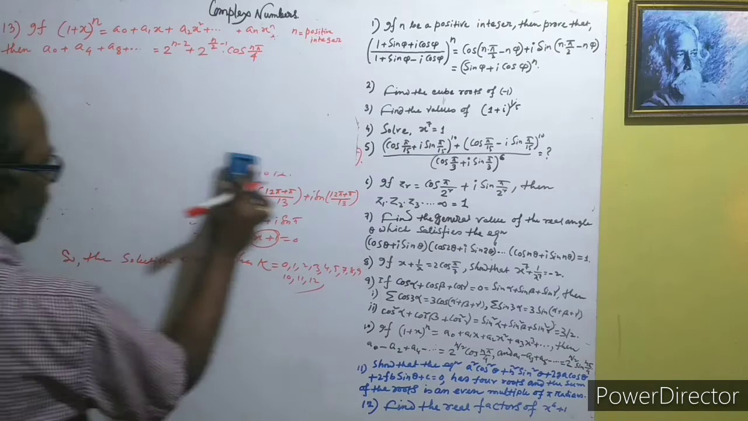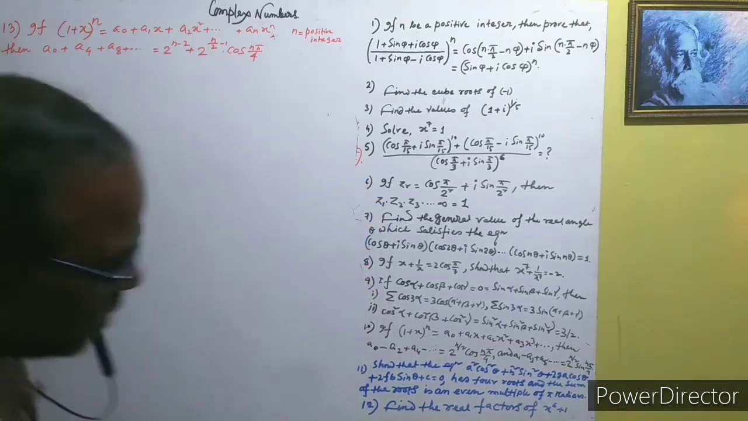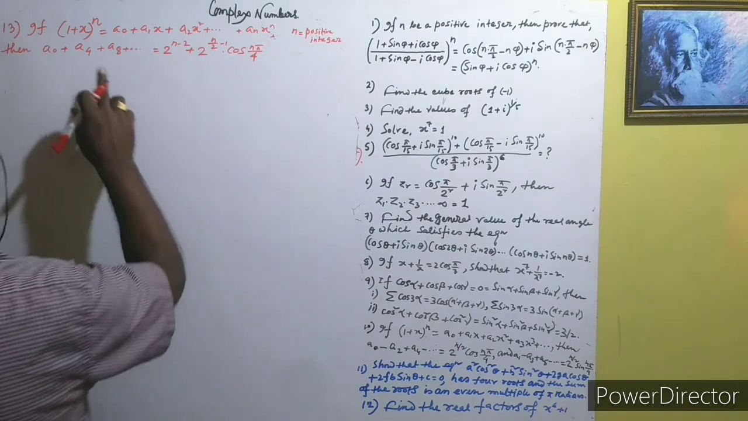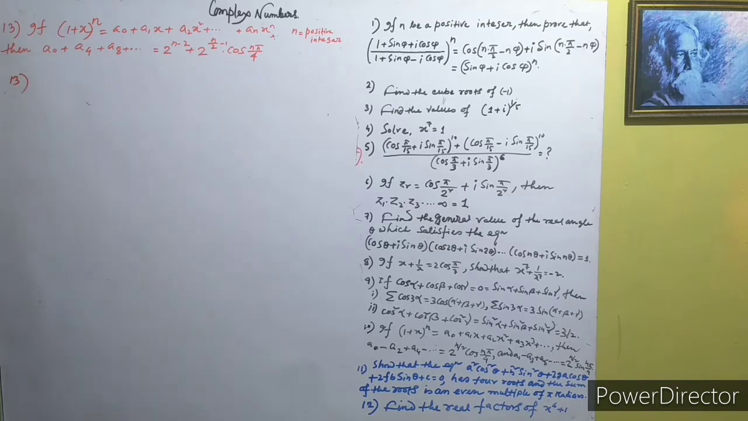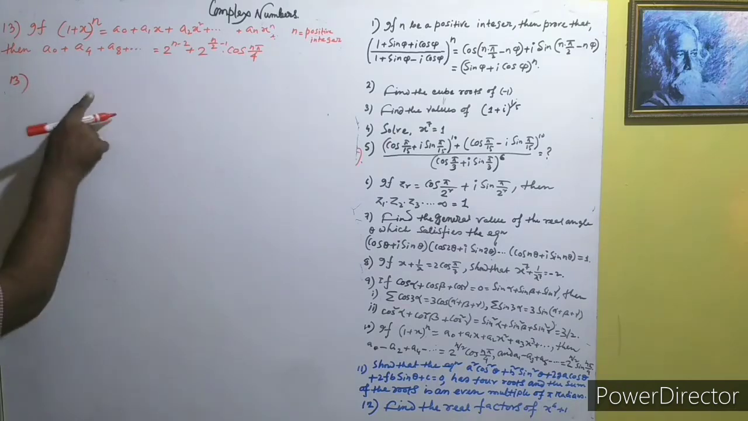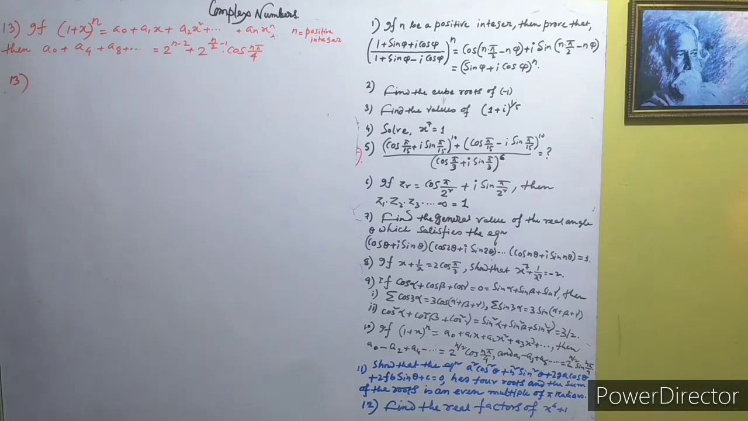Next question is this, question 13. If 1 plus x whole to the power n is equal to a0 plus a1x plus a2x square plus and so on up to an x to the power n, given that n is a positive integer, now we have to show that a0 plus a4 plus a8 and so on, the addition of that, is equal to 2 to the power n minus 2 plus 2 to the power n by 2 minus 1 into cos of n pi by 4.